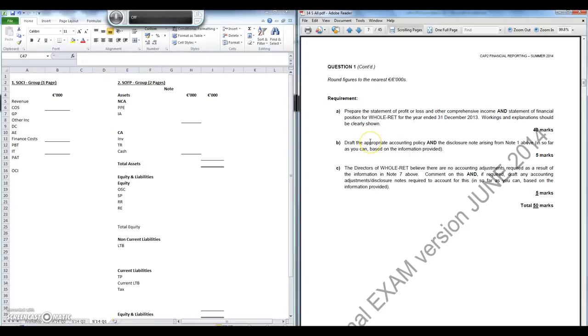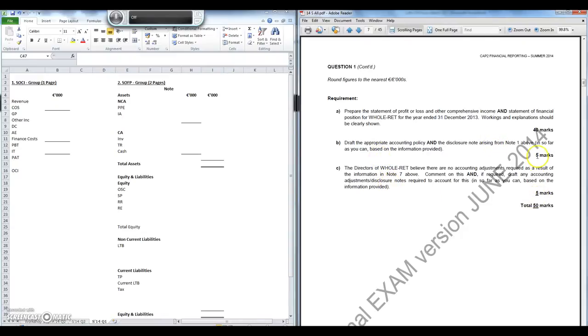Part B, draft an appropriate accounting policy and disclosure note for note 1. We know straight away we need an accounting policy and we're going to pay particular attention to note 1. And then the directors believe that there are no accounting adjustments as a result of note 7. So again, we're going to pay particular attention to note 7, comment, and also, if required, draft an accounting disclosure note.